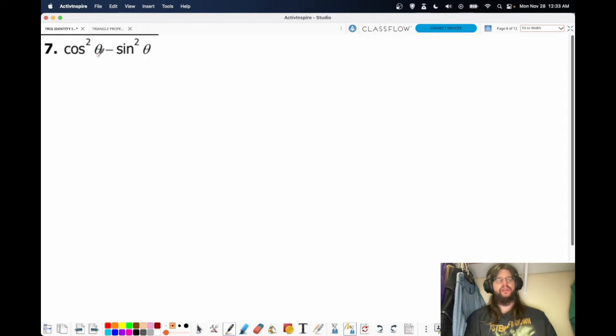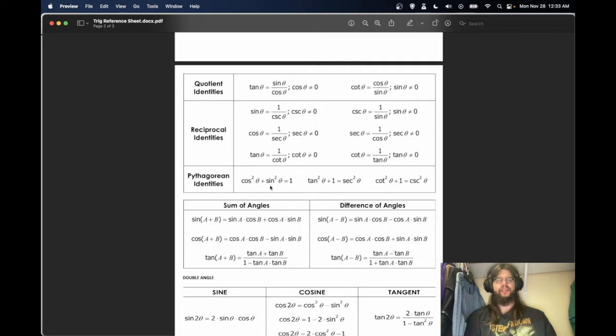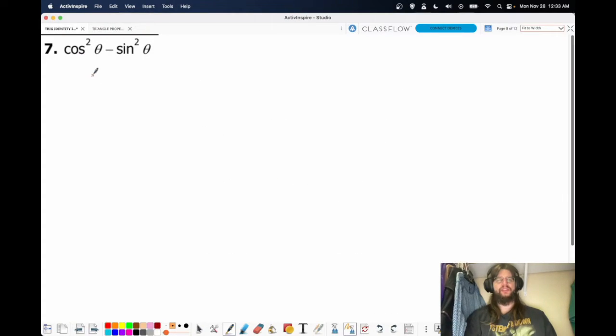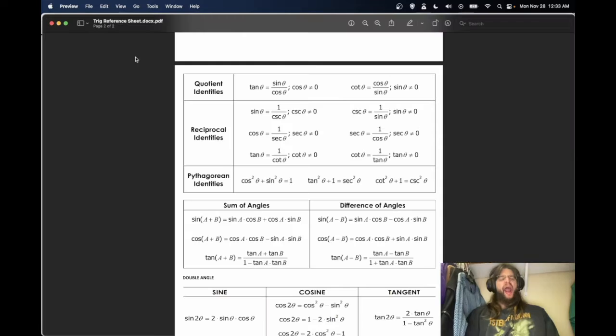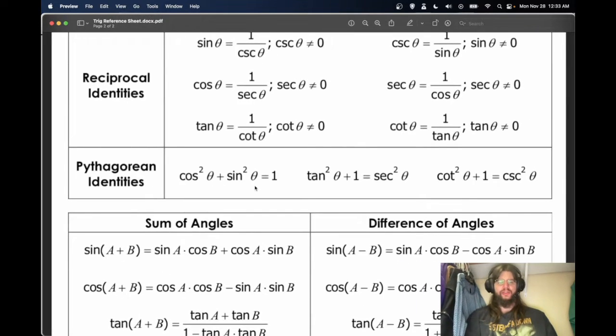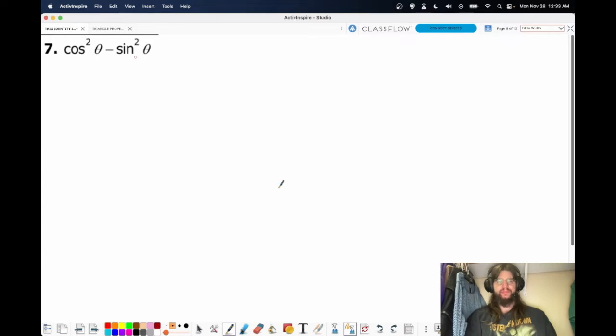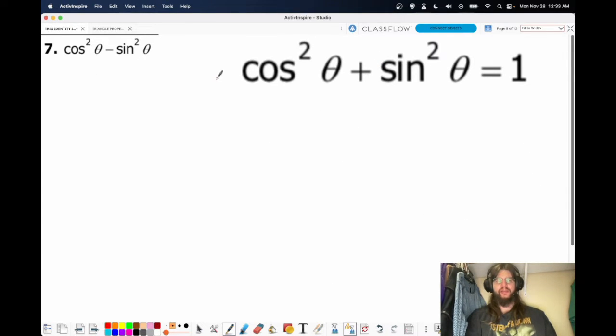Sine squared minus cosine, oh wait, no, it's cosine squared minus sine squared. That's not 1. Cosine squared plus sine squared is 1. Let's figure out what this is. Let's see, cosine squared minus sine squared. So here's what I'm going to do. I'm not sure which way I'm going to go, so I'm going to take this identity and manipulate it. So I'm going to write it down, and then I'm going to rearrange it. I could solve for cosine, I could solve for sine. I'm going to do this in 2 different ways with 2 different results, and both results are correct, okay?